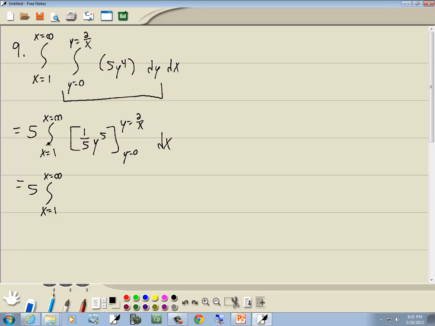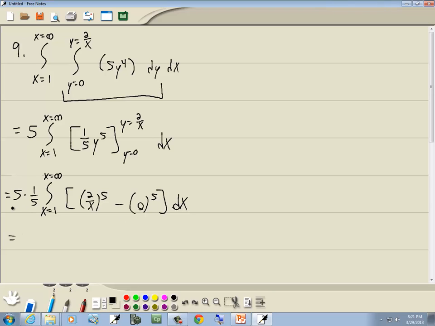Now the 1/5 actually I could put completely out in front. Okay, so we got 5 that's already out there, and then we move that 1/5 out in front. So we're left with y to the 5th here. So plug in these values. So put the 2 over x in for y. So we got 2 over x to the 5th minus, and I'll put the 0 in for the y. So we got 0 to the 5th dx.